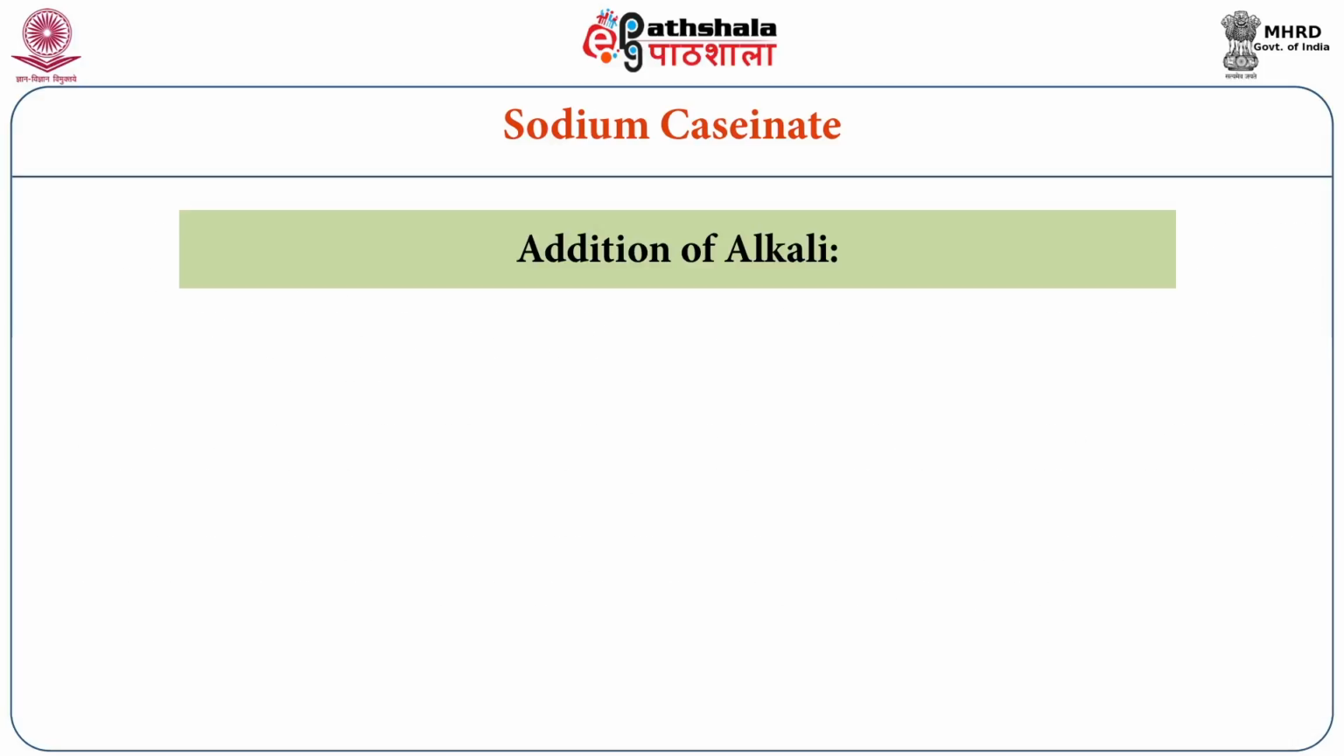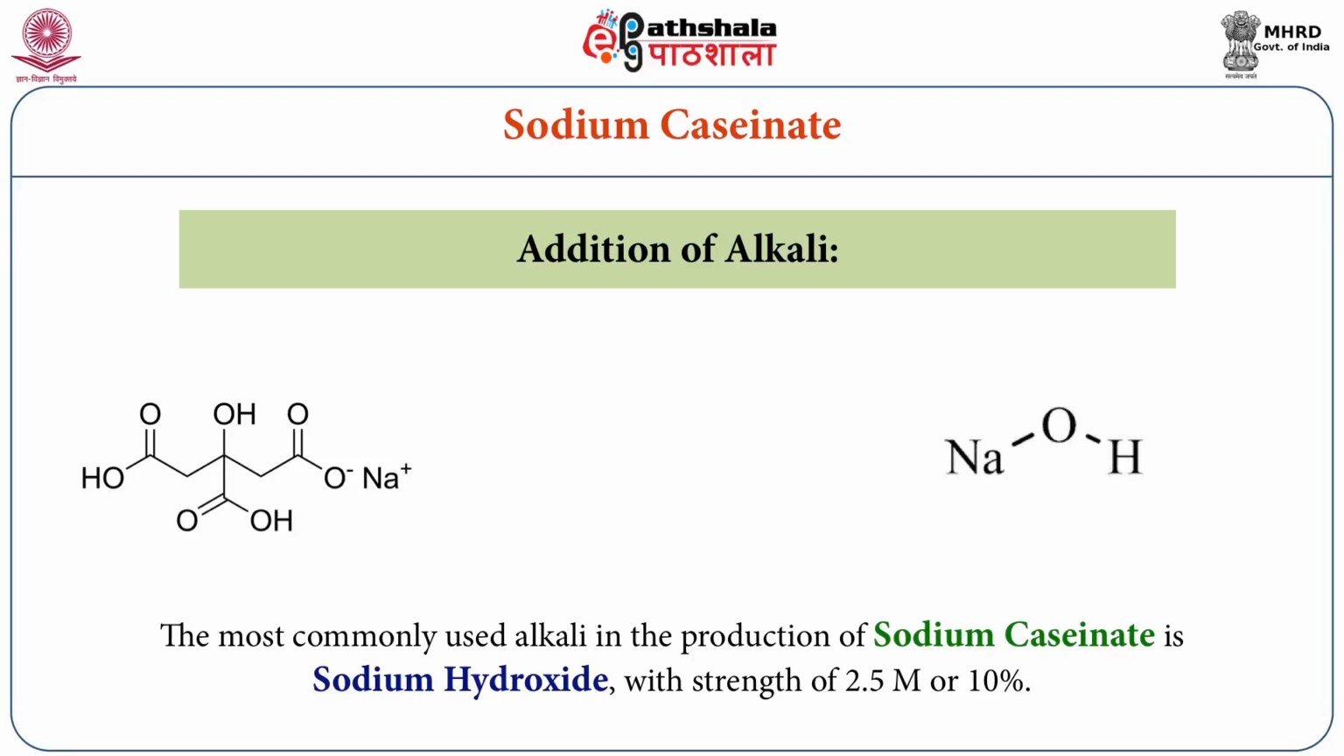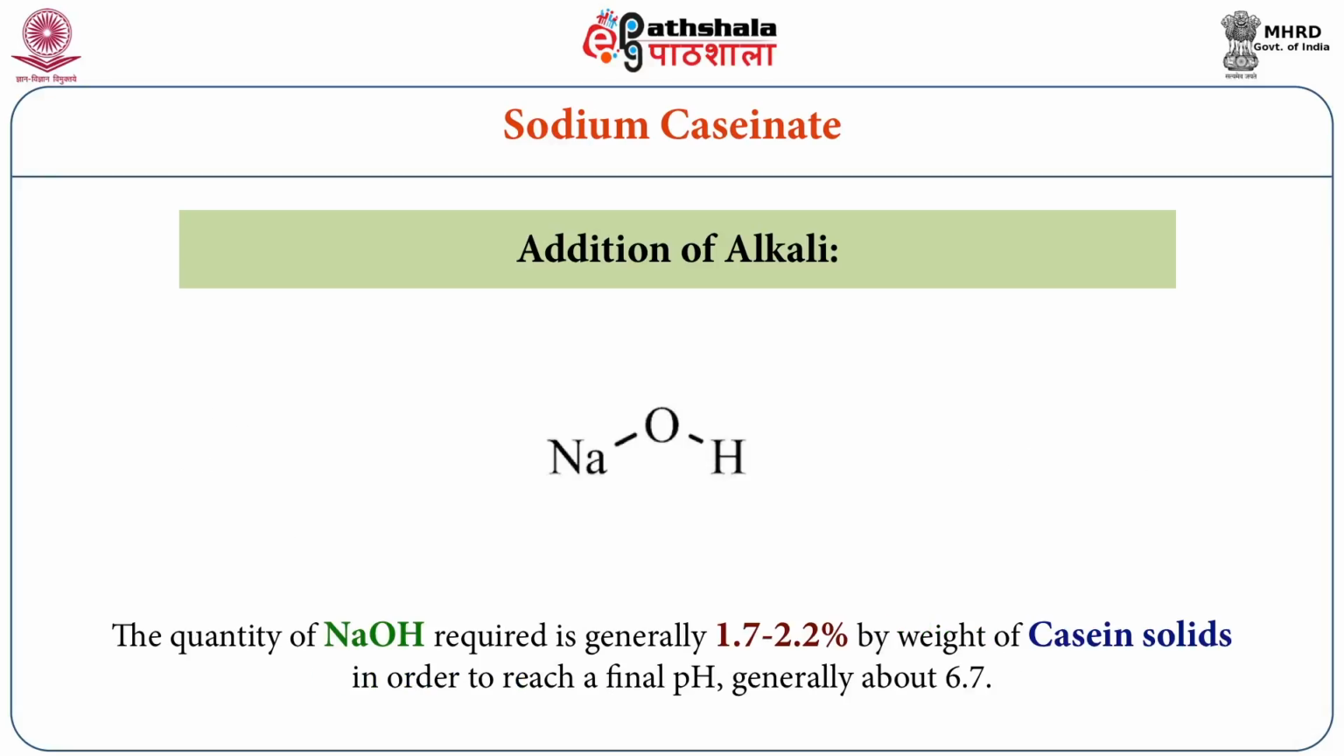Addition of alkali. The most commonly used alkali in the production of sodium caseinate is sodium hydroxide, with the strength of 2.5 molar or 10% solution of NaOH, that is sodium hydroxide. The quantity of sodium hydroxide required is generally 1.7 to 2.2% by weight of casein solids, in order to reach a final pH generally about 6.7. So, the sodium caseinate slurry will have final pH of around 6.7.